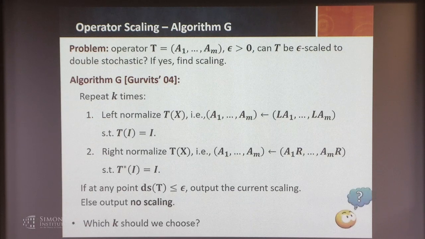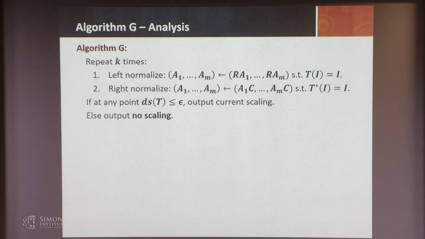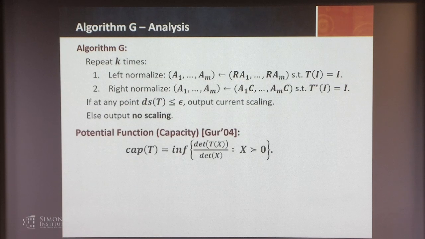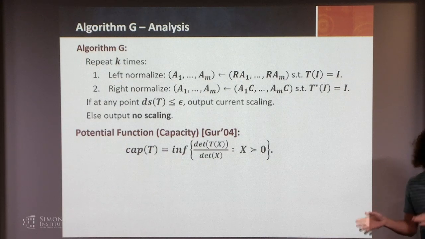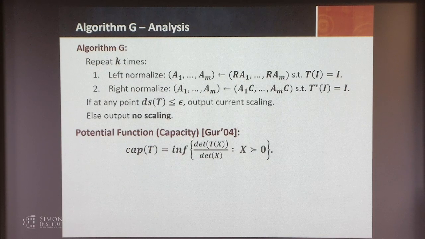And then now the question is, which case should we choose? So, how does the analysis go? Gurvits, generalizing all the previous analysis, said, let's come up with a potential function. Remember, in matrix scaling, our potential function was the permanent itself. But then Gurvits had to come up with a different potential function, which is what he called the capacity, because it generalizes his capacity for hyperbolic polynomials. Actually, it was before capacity for hyperbolic. Yes, it was.